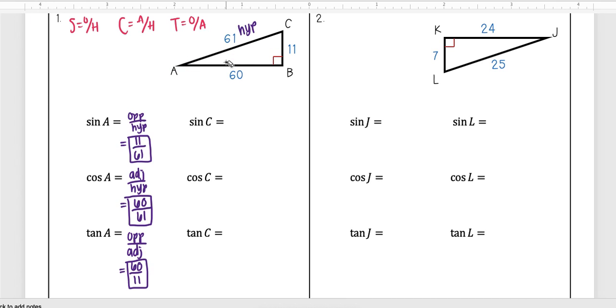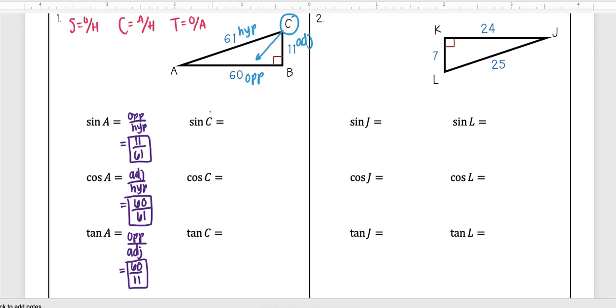Okay, now let's try the same things, but now I'm going to do it from angle C. So first I'm going to keep this labeled as my hypotenuse. Looking from C, you can also go ahead and just start with writing in your different sides based on C. So I already labeled my hypotenuse. The side opposite of C is 60. And that leaves 11 as my adjacent side.